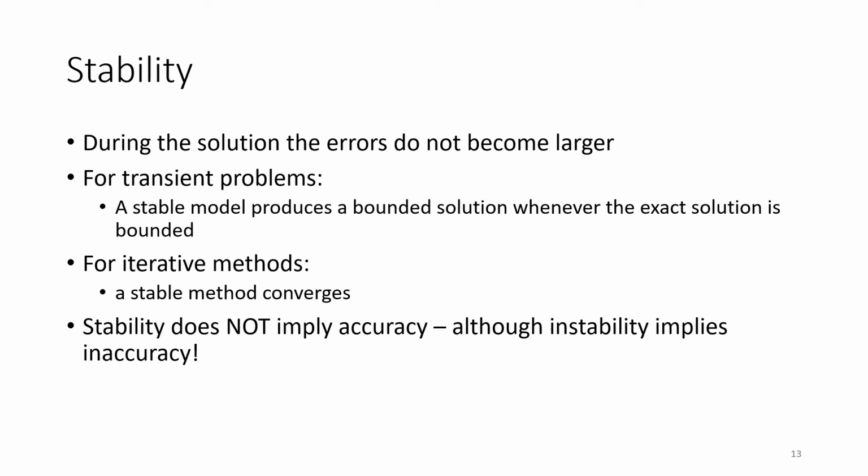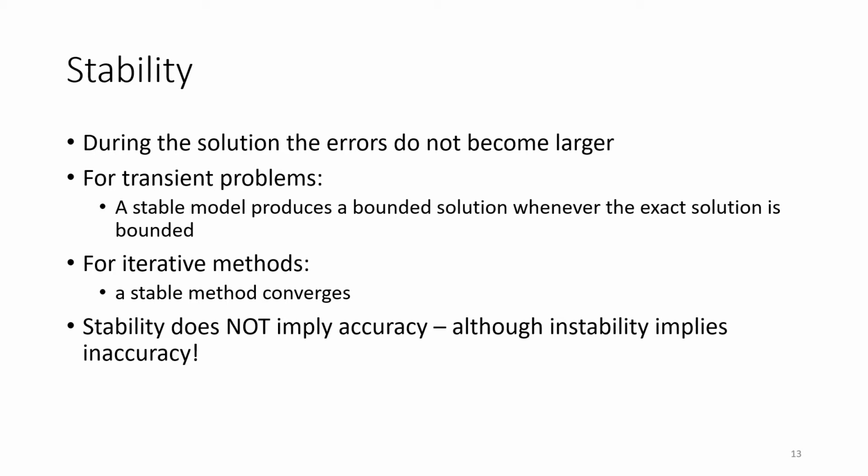We can now separate this a bit more. What it means if I have a transient problem, so things are evolving over time, is that a stable model will produce a bounded solution, so it is within the physical boundaries when my true solution is also bounded. I will talk about this boundedness in a second in this lecture, but I'm already giving the link to stability, what it means.